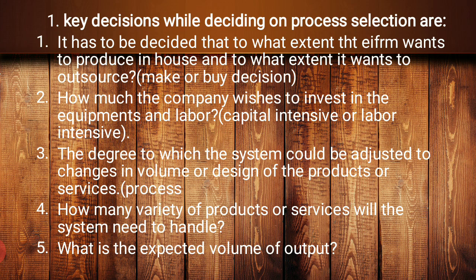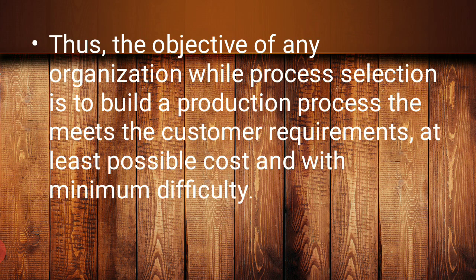The next and the last one is, what is the expected volume of output? That means the output has to be decided beforehand. At least tentative outputs have to be decided, that these many products we may require, these many things we may require to produce at the end, and then the process has to be selected. If it is bulk production, likewise a decision has to be taken whether you are going for the customized product or maybe a job shop, then the things would change accordingly. So depending upon so many types of factors, the manufacturer needs to decide as to what type of process will be best for him.